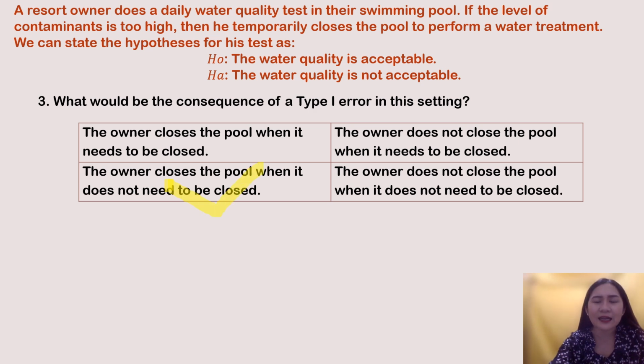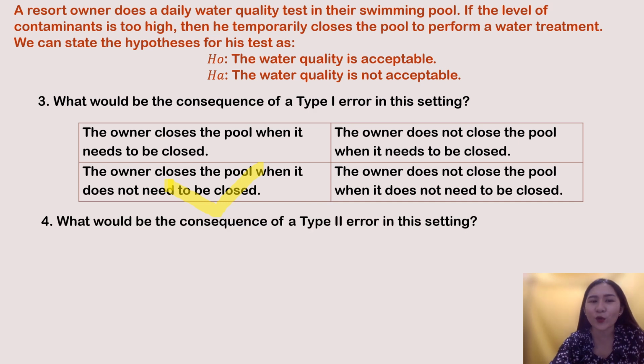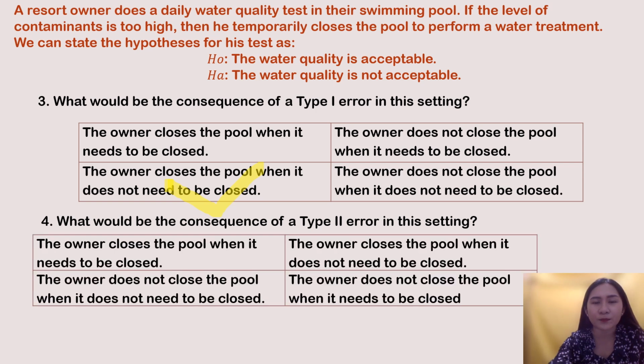Correct, exactly. You're very good for giving me the accurate answer. Lauren, you were very active this time. The owner closes the pool when it does not need to be closed. Number 4, what would be the consequence of a type 2 error in this setting? Those are your choices. Okay, class, thank you very much for giving me the answer. The owner does not close the pool when it needs to be closed.